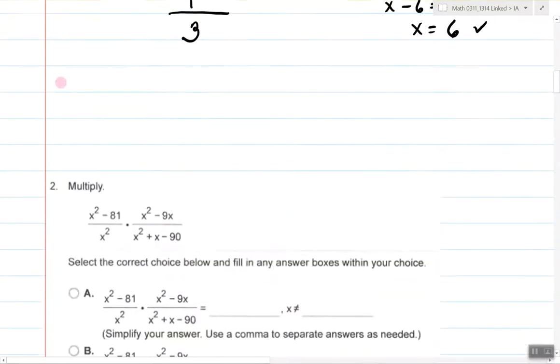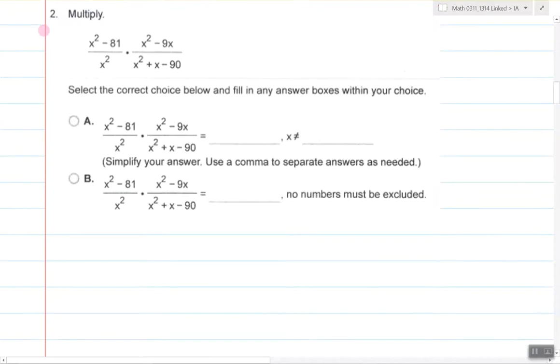All right, let's look at our second problem. In my simplifying, the first thing I'm going to do is factor. Let me write this. I've got one fraction times another fraction. Looking at this numerator, it's no common factor, but it's a binomial. It's the difference of squares. So I will factor it into x plus 9 times x minus 9. The denominator, I can't do anything with. I'll leave it as x squared.